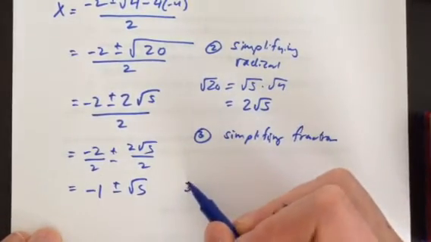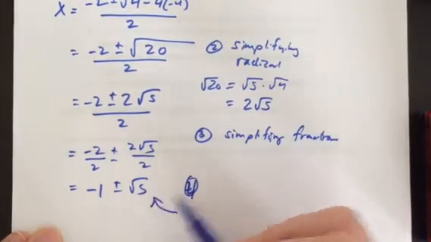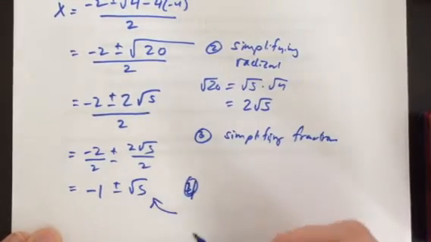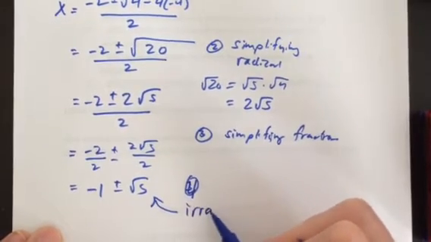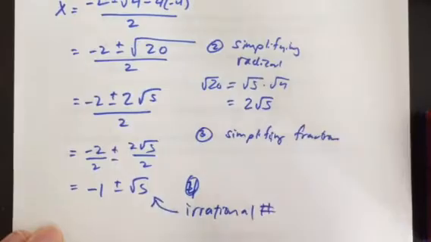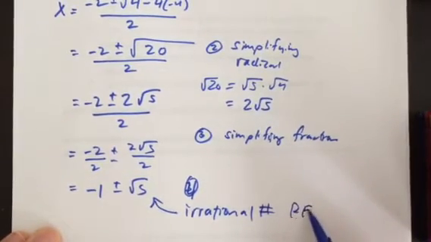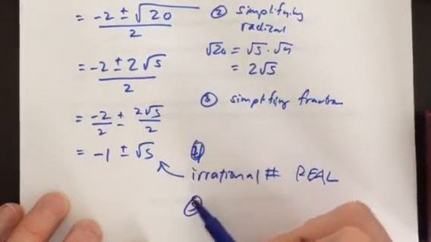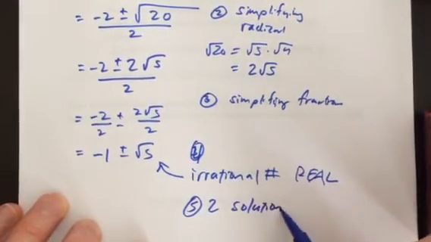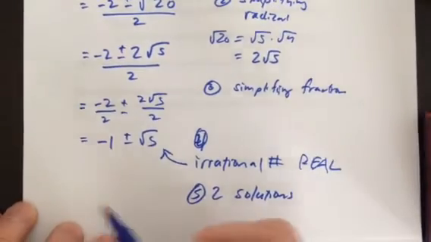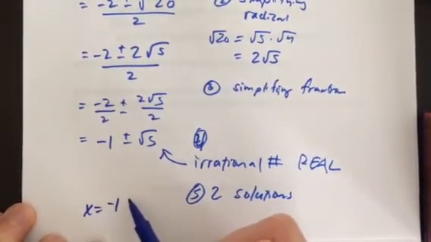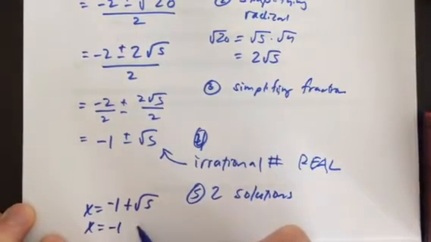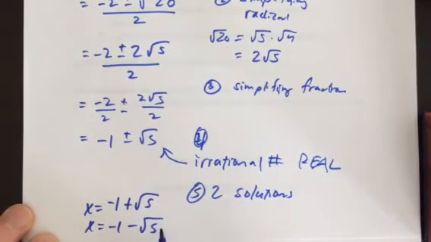The fourth error was seeing this and thinking complex. This is not a complex number. This is an irrational number. But an irrational number is real. So this has two real solutions, and that was error number 5. This expression here means we have two solutions, x equals negative 1 plus root 5, and x equals negative 1 minus root 5. So there are two solutions, they're both real, and they are both solutions to this equation.